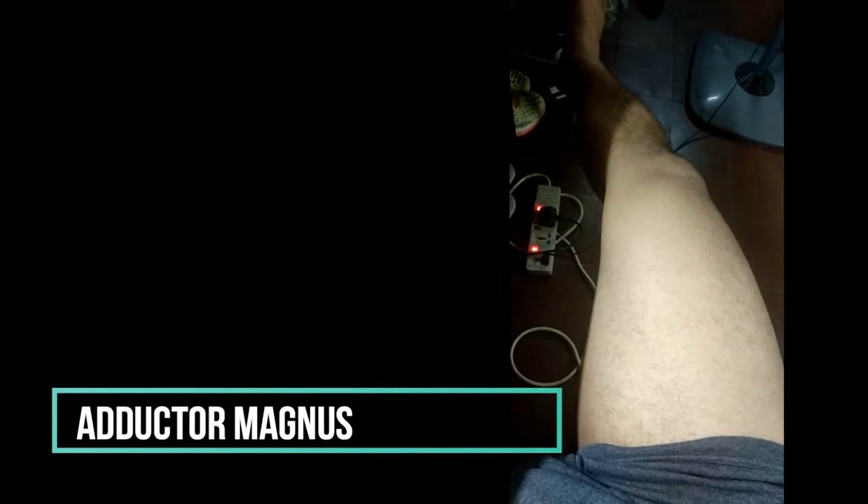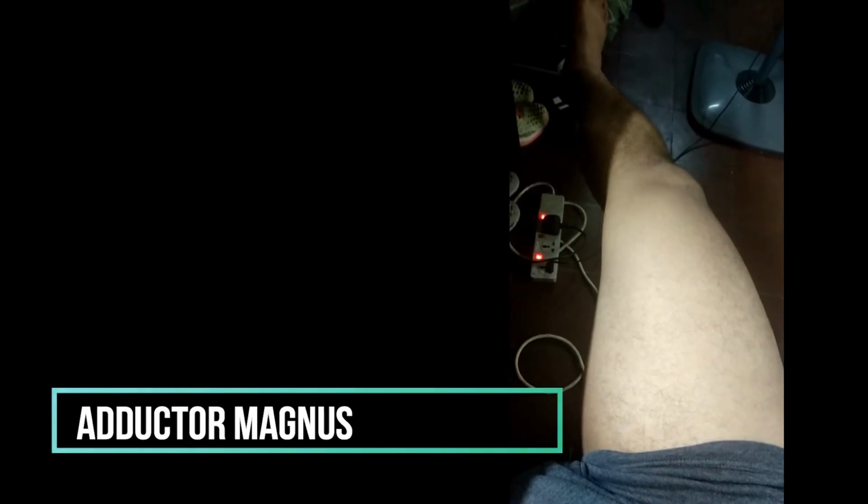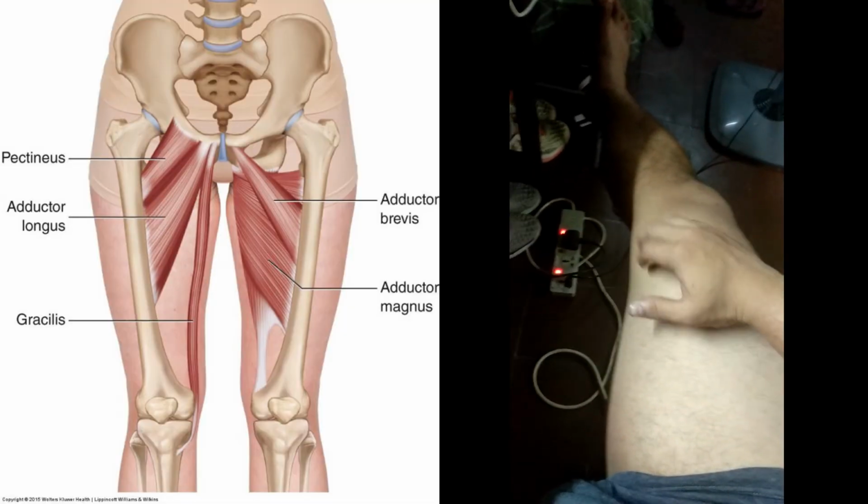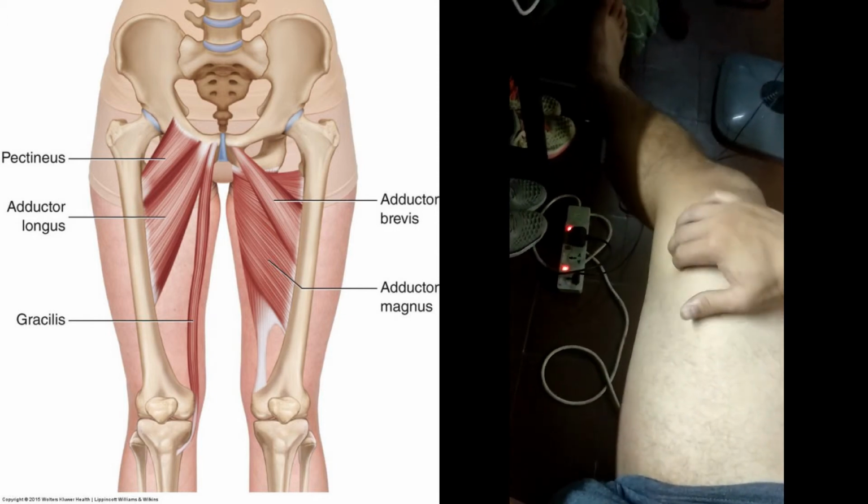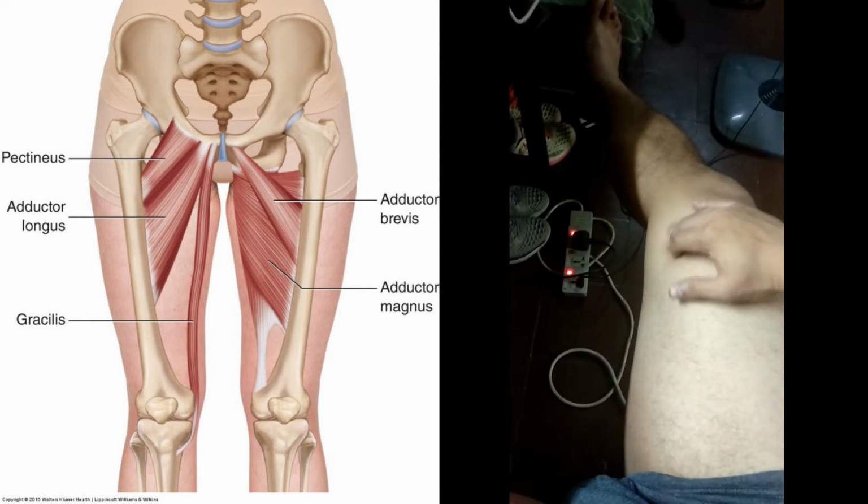Adductor magnus is a large triangular muscle situated on the medial side of the thigh, and it can be palpated by locating it here.